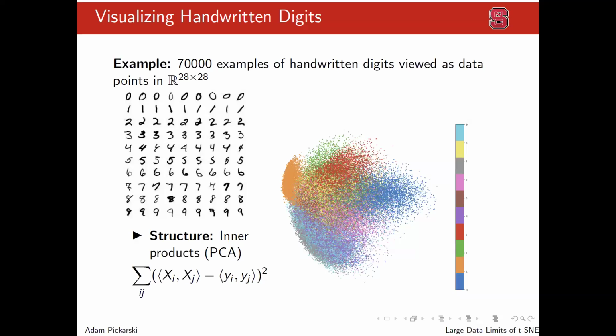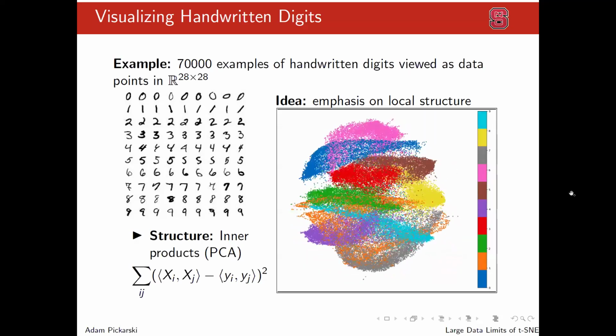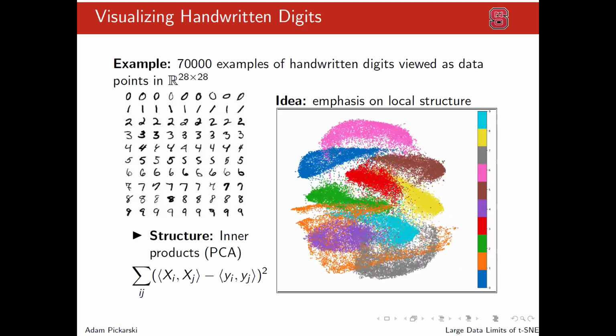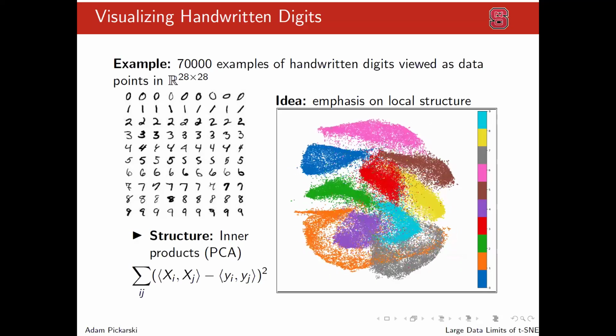You kind of are hard pressed to do so. And so ideas came along that a better thing to do would be to put an emphasis on local structure over overarching global structure. And if you do that, you can obtain things that do something closer to this and partition the data a lot better.